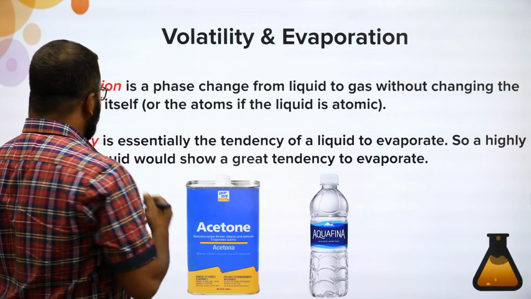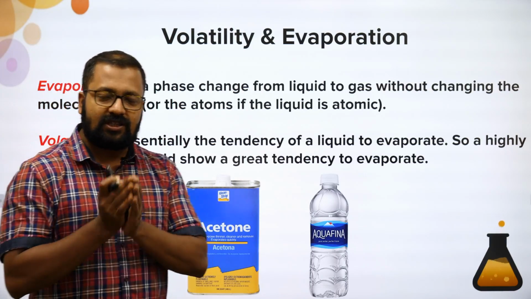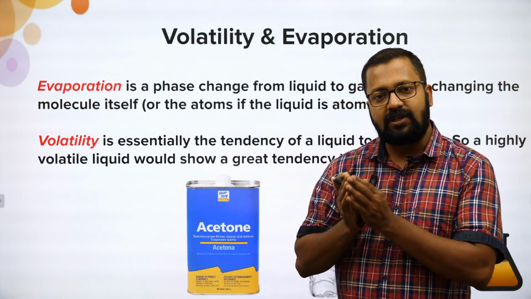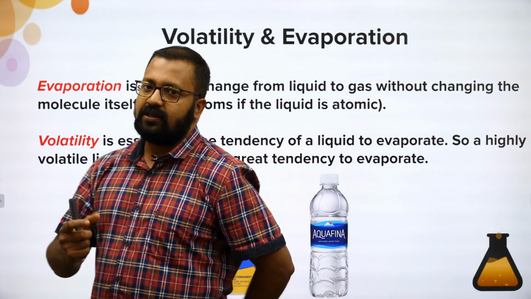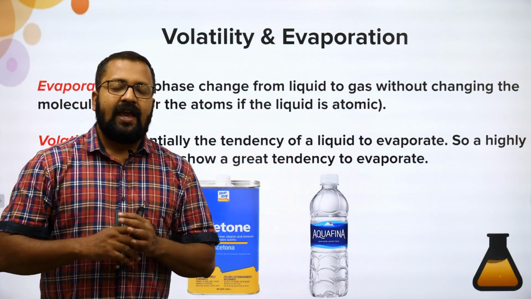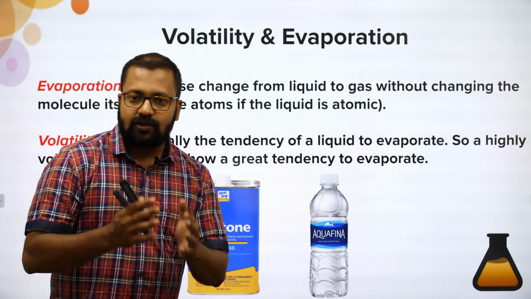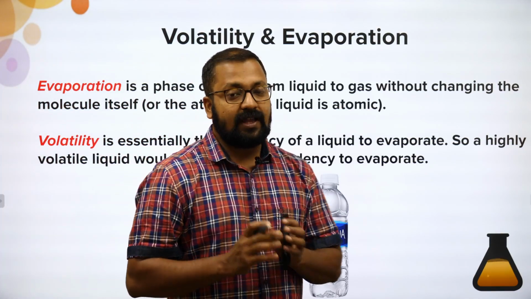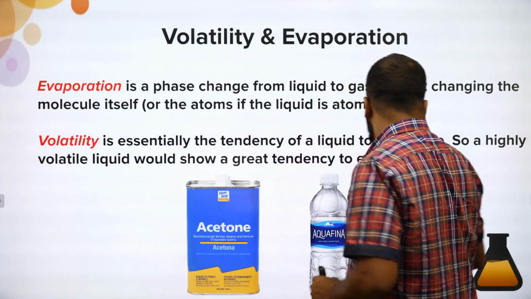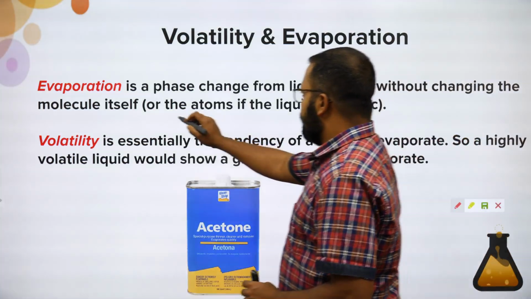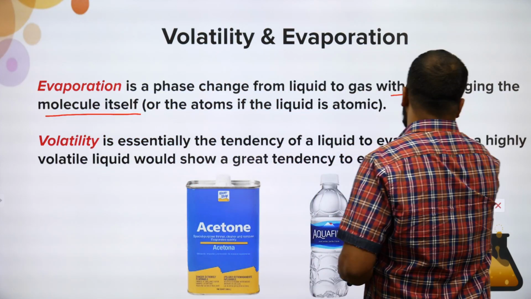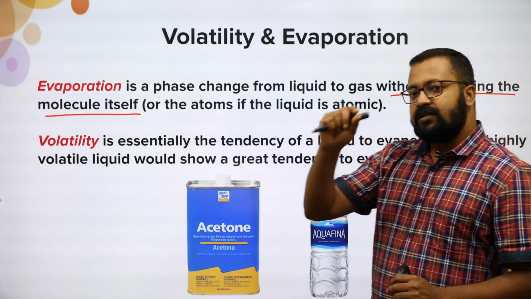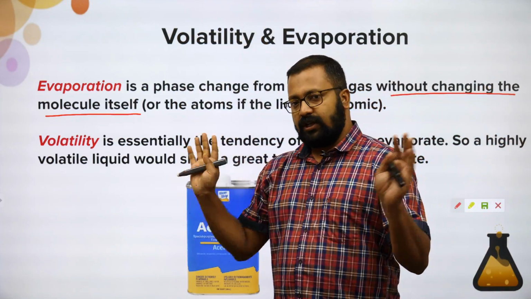So, volatility and evaporation. Evaporation involves the change of phase. मैंने आपको पहले बताया था कि what is a phase? Phase describes a state of matter. So if the liquid phase changes to vapor phase, that is called evaporation. While evaporation takes place, the chemical nature of the substance doesn't change. So it is very, very important to know that the chemical nature of the substance doesn't change, without changing the molecule. Chemical nature change नहीं होता है, सिर्फ उसके molecules vapor state में पहुंच जाते हैं.